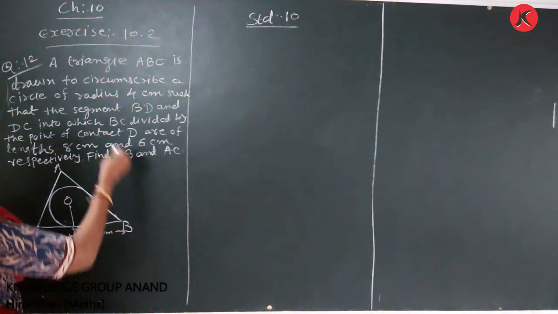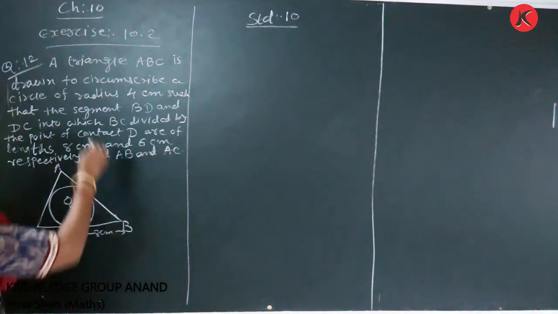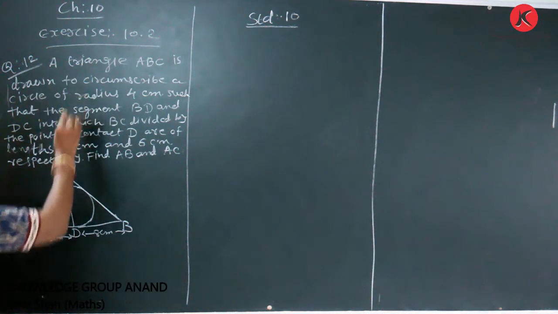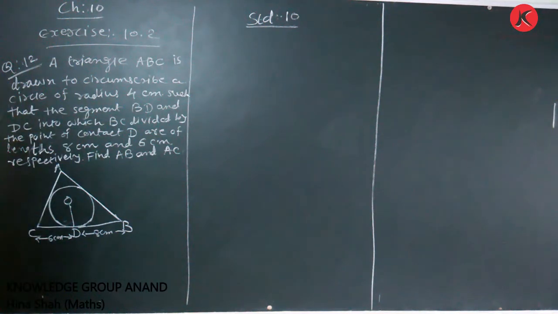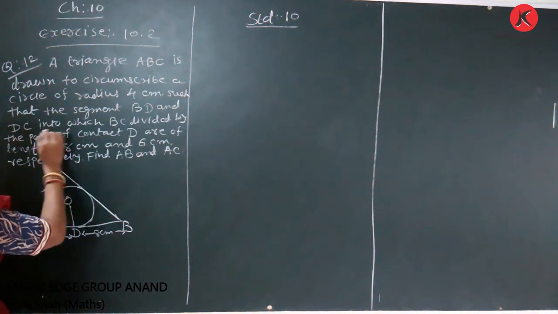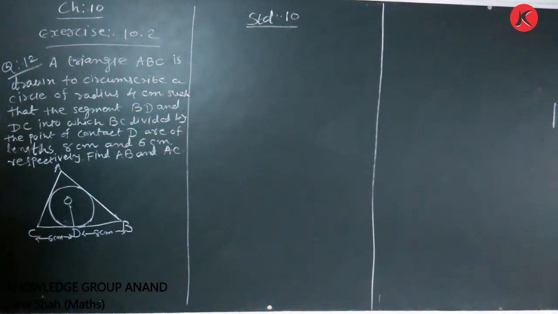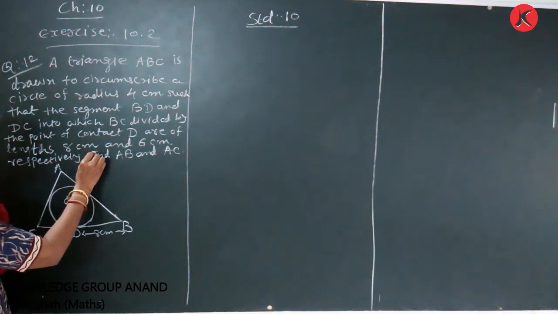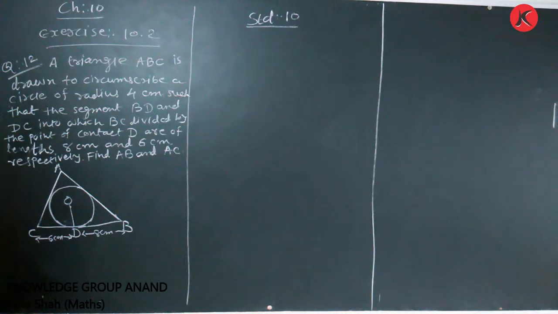Now, exercise 10.2, question number 12. A triangle ABC is drawn to circumscribe a circle of radius 4 cm such that the segments BD and DC into which BC is divided by the point of contact D are of lengths 8 cm and 6 cm respectively. Find AB and AC.